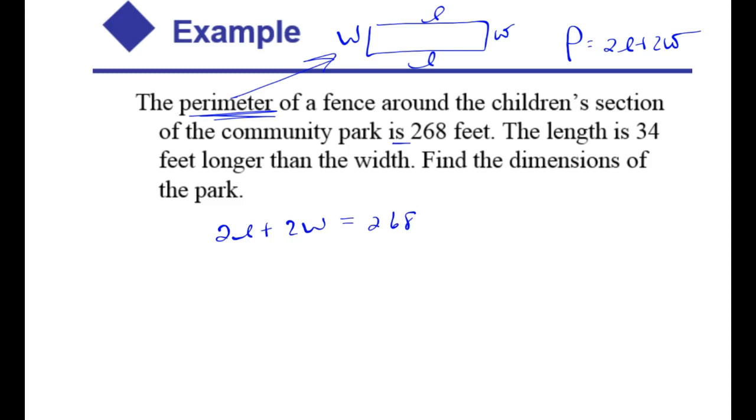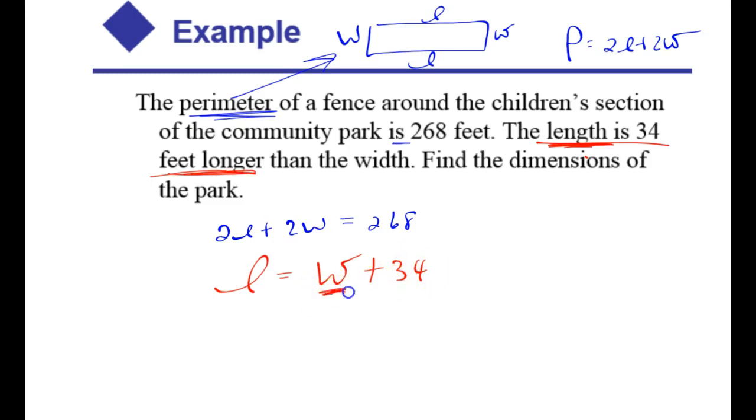The next sentence here says the length is, so I'll say length is, that's how you translate this English into a math equation, 34 feet longer than the width. So I'm going to go 34 more than its width. So if I go 34 more than my age, then I usually start with my age and then add 34. So that's why I'm writing 34 plus something, and then I write W plus 34.